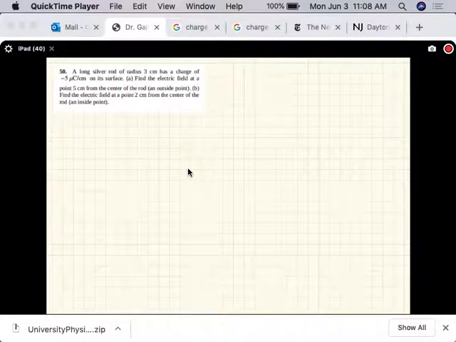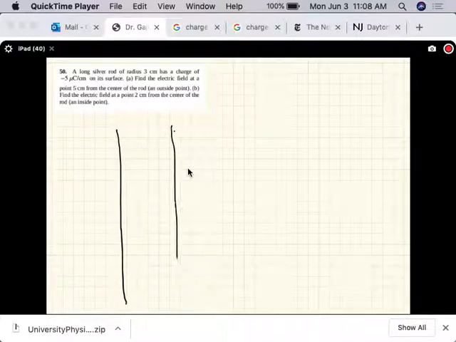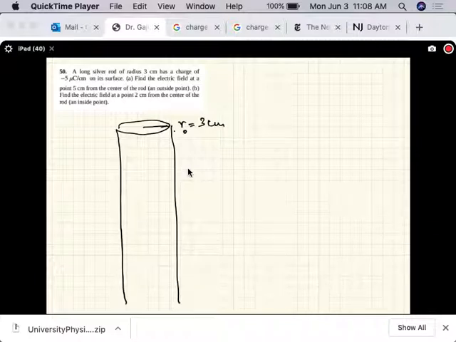Okay, so here's the rod, and the radius of the rod is 3 centimeters. We'll call it R0, 3 centimeters. And it's got minus 5 microcoulombs per centimeter charge. That's the linear charge density. Now we know that if you throw any charge on a conductor, it all resides on the surface. So the charge will be all on the surface.